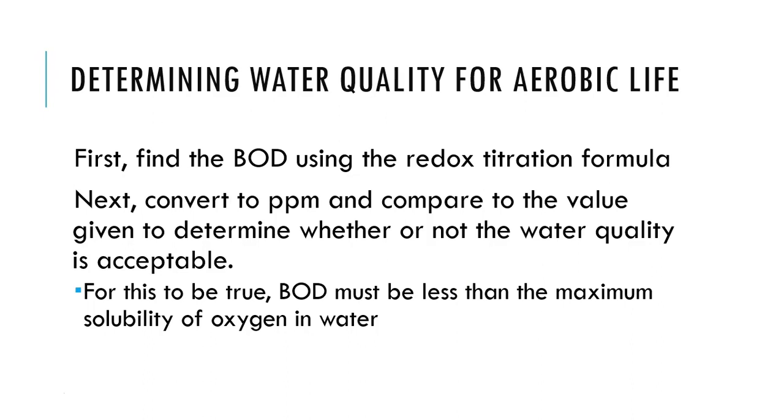Finally, they may or may not ask you problems, either giving you the BOD and having you calculate the amount of dissolved oxygen, or having you calculate the BOD and comparing it to the amount of dissolved oxygen. So if you're given one of these problems, the first thing you're going to do is use that redox titration formula to find the BOD or the amount of oxygen dissolved. Next, you'll convert it to parts per million and compare to the values given to determine whether or not the water quality is acceptable. All right? So for the water quality to be acceptable, the BOD has to be less than the amount of oxygen in the water.